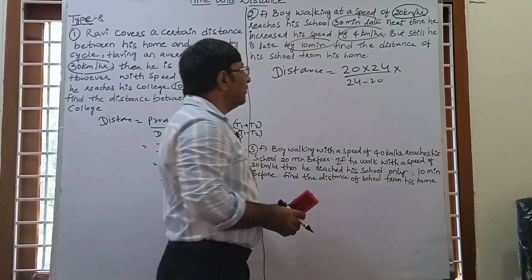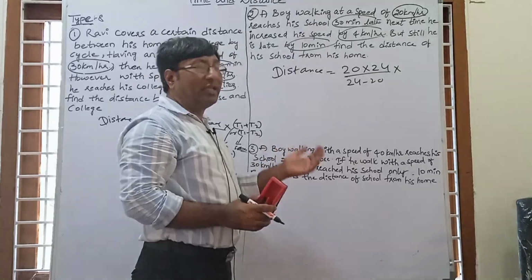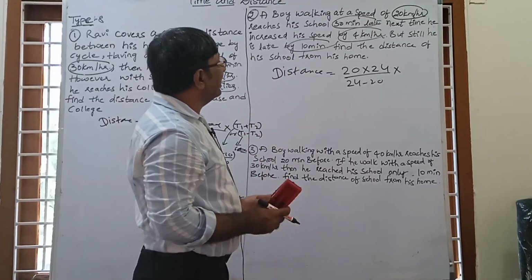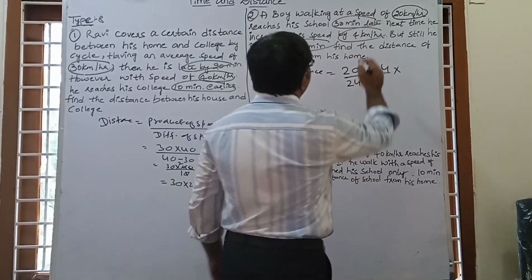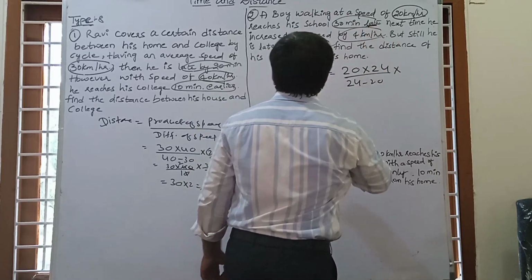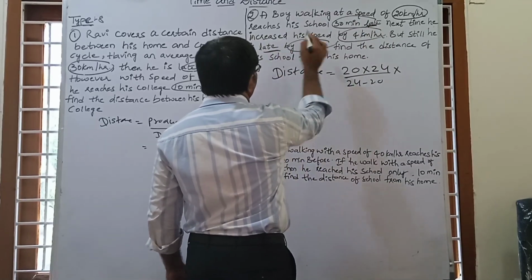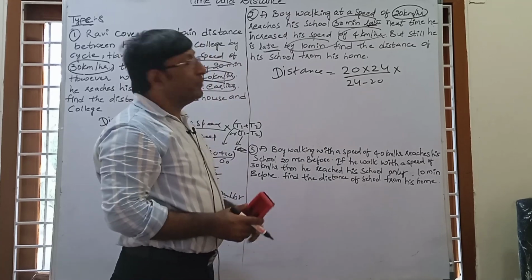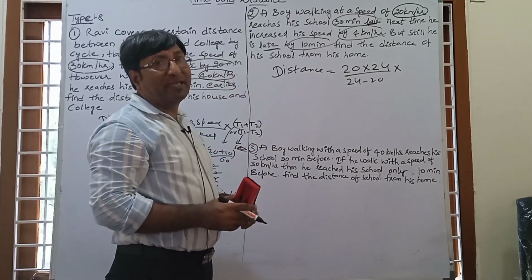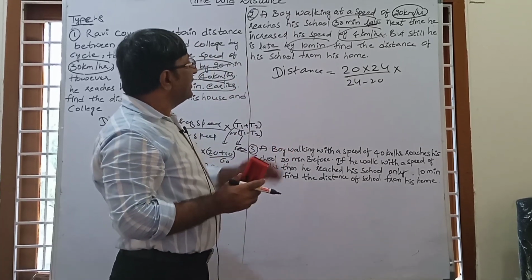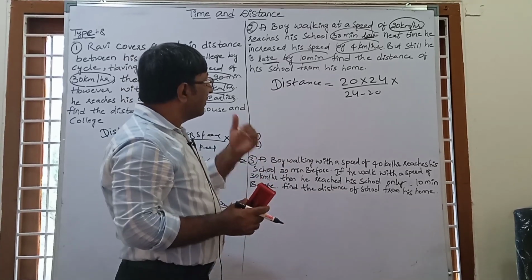Now there is a formula and trick, T1 plus T2 or T1 minus T2. So what is given here? Here in the question, 30 minutes late. Here late is given and again he is late. So in both cases there is a late, that means the time is given in the same form. So if there is a late, then we go for T1 minus T2.